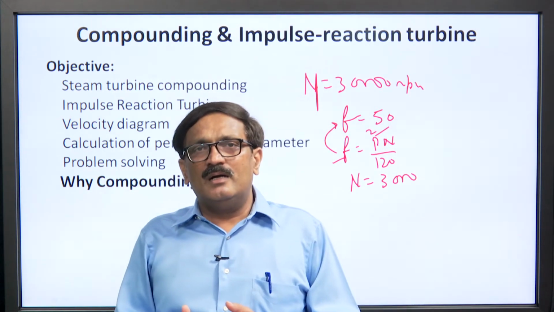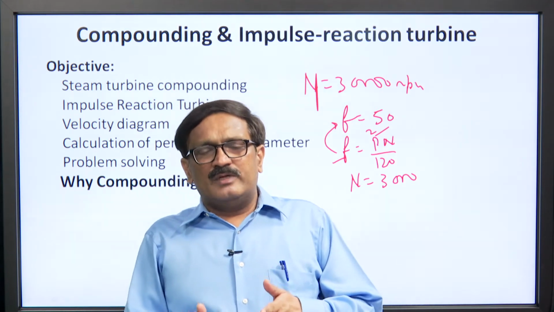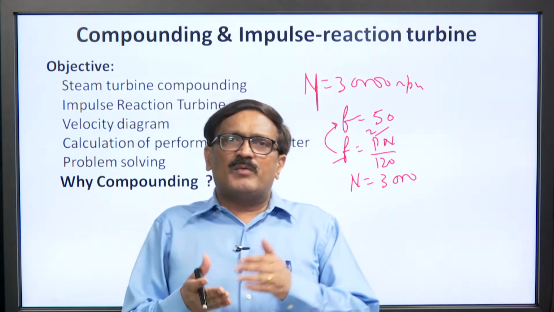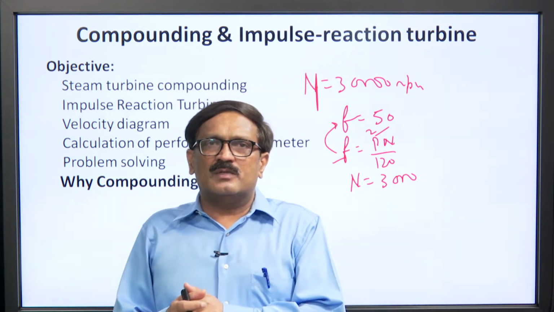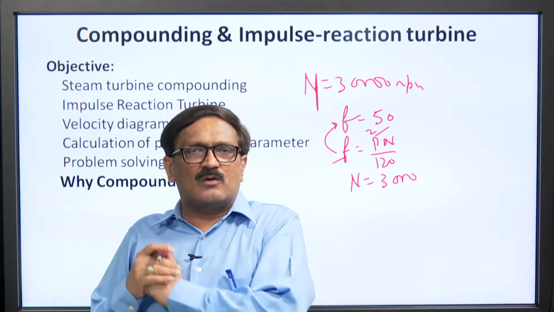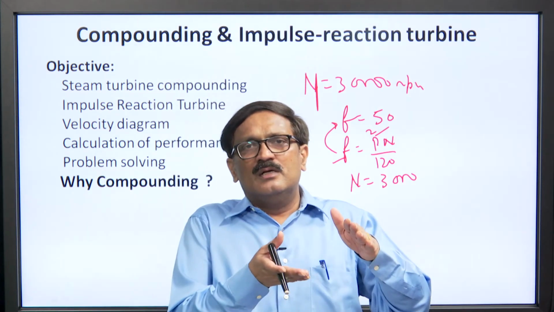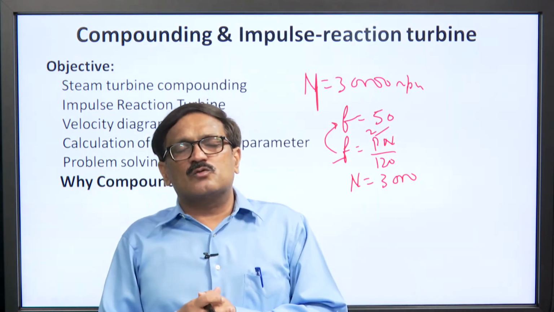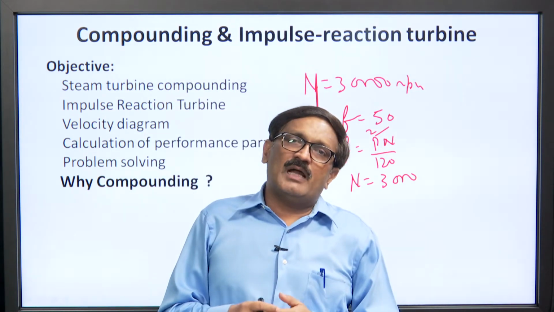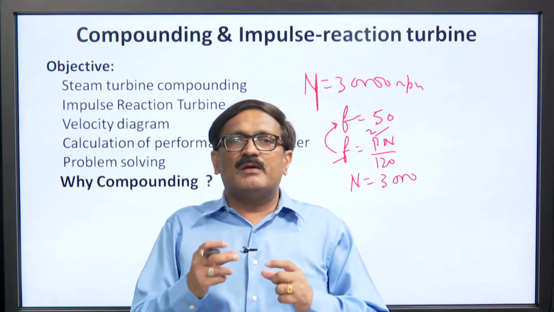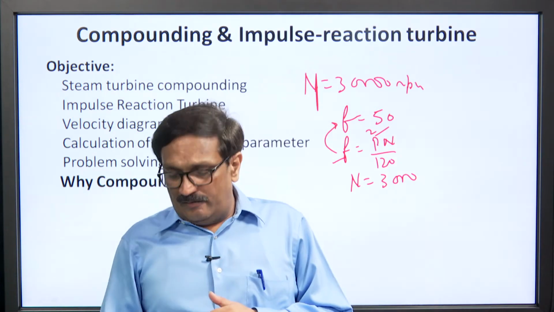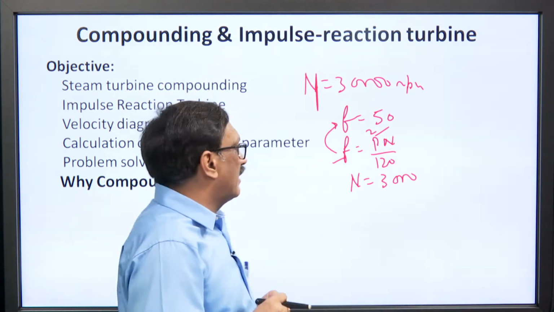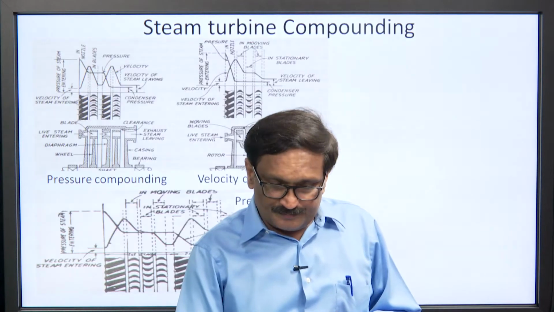Compounding means we do not convert the whole of the energy in one wheel, but in a number of wheels. A number of moving wheels are there, and part of the energy is transferred into work done in each wheel, so the speed is not increased. At the same time, the power output of each wheel is available on the same shaft of the turbine, so we get the same power but at reduced speed, and that is the purpose of compounding.